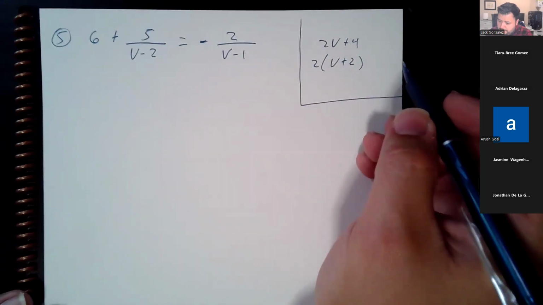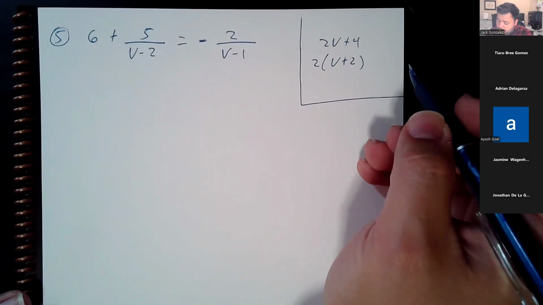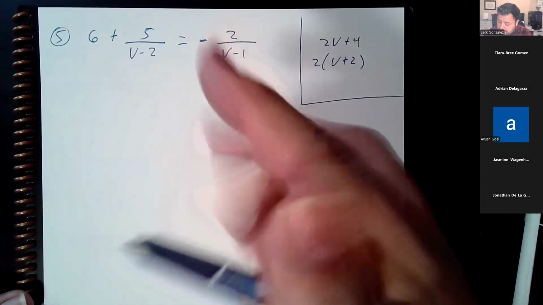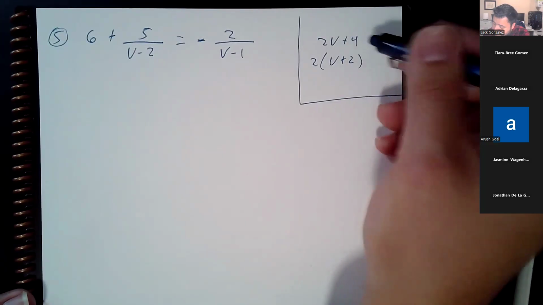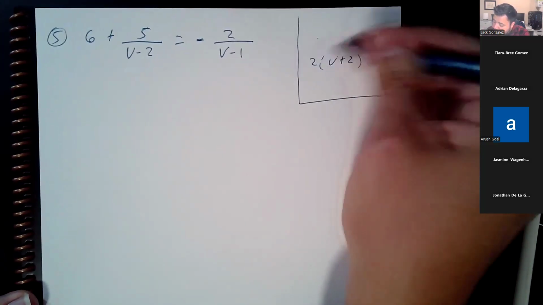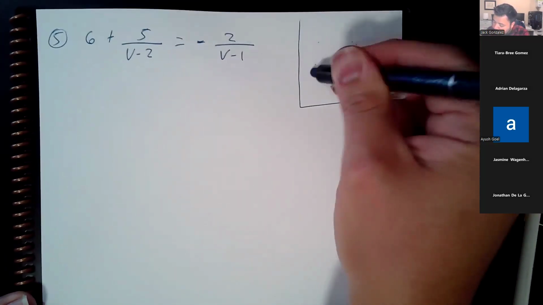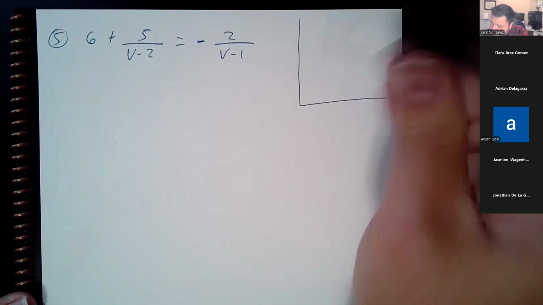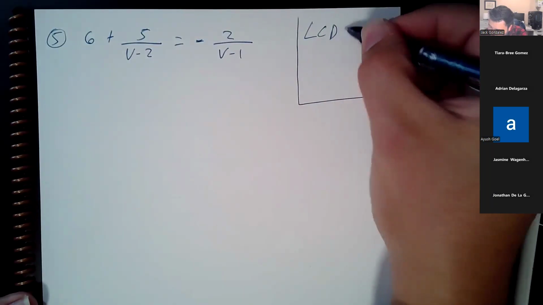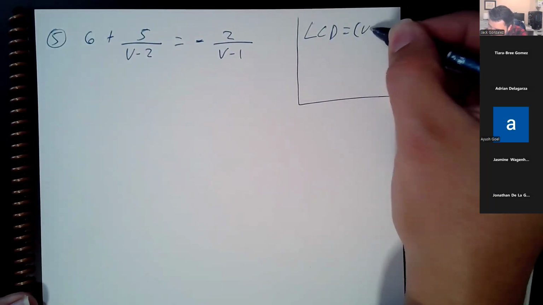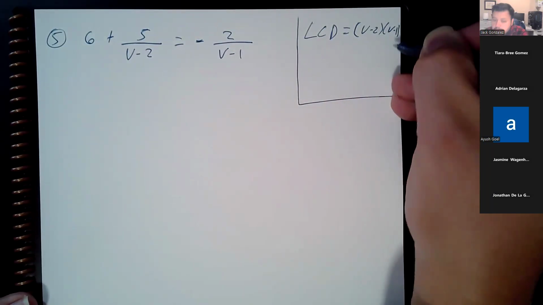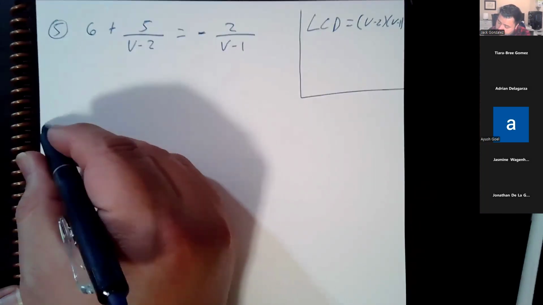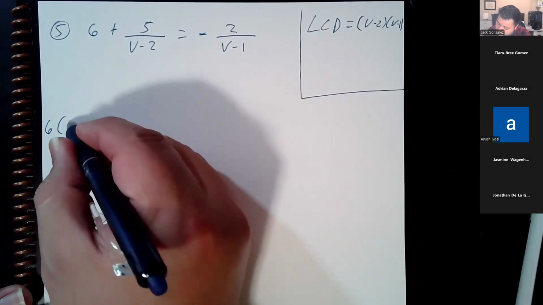So since it's prime, then the LCD is just these things multiplied together. It's actually pretty simple. You don't have to do anything. Now, so it is just this. So multiply every single piece times this.